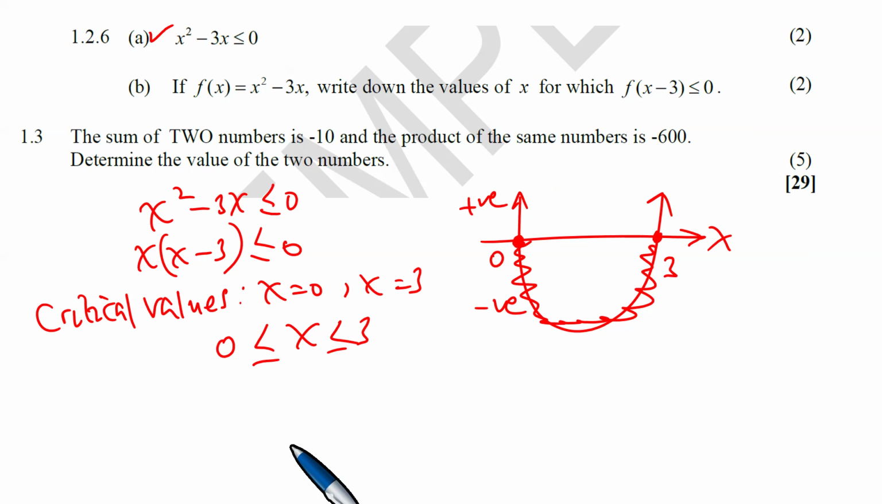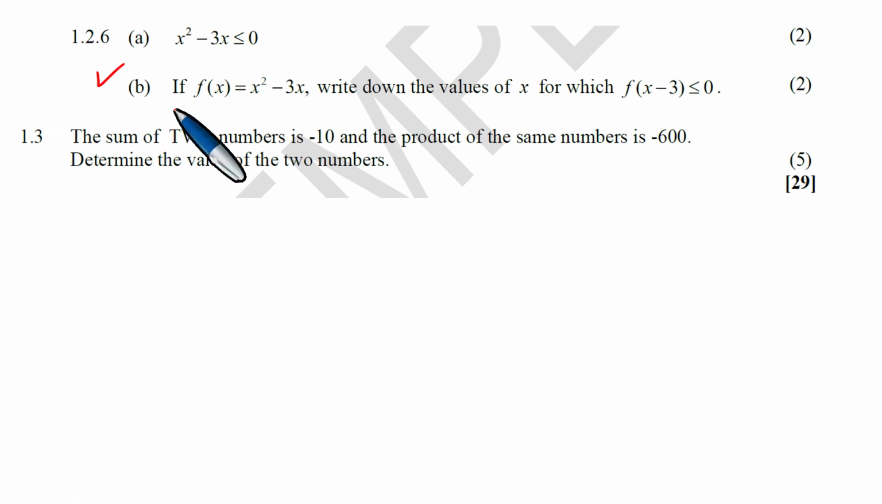Right. We're going to have the following attempt. Yeah, we're trying the question there. So at this point, we're going to look at part B of this. If f of x is this quadratic function, it is this parabola.